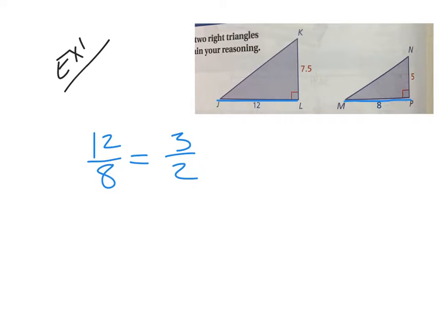So now let's do this one. We have this length and this length. Whichever length you put on top for the first one, you do the same for the second. So I'm going to do 7.5 on top over 5 on the bottom. And then reduce that. Can you reduce 7.5?